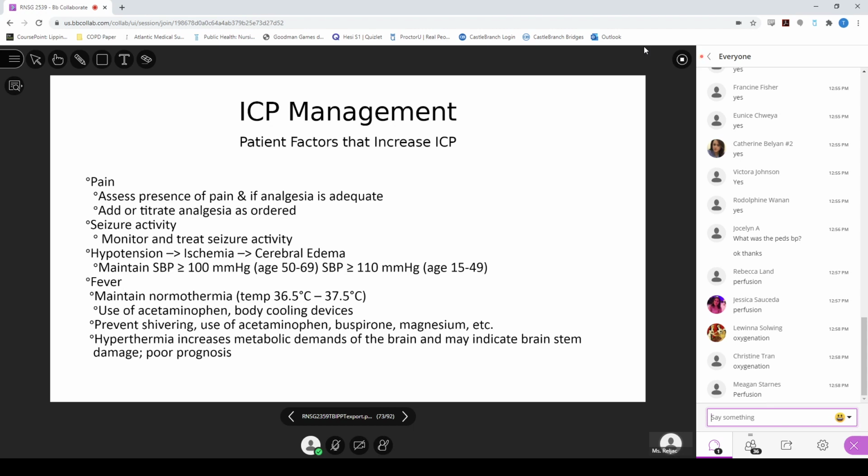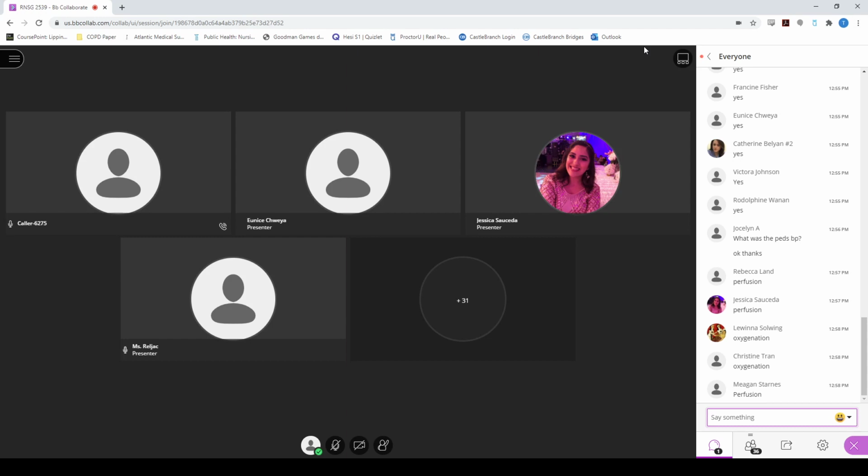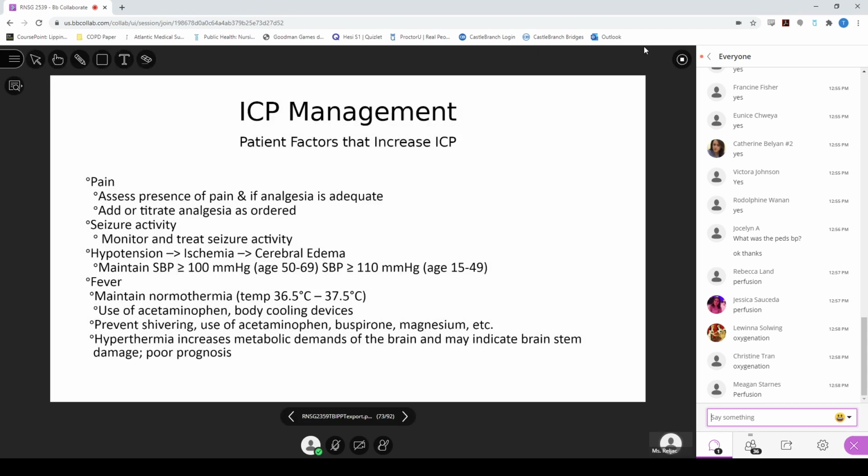And then fever. We go into this whole thing with fever now. So normal temperature, 36.5 to 37.5, which is 97.5 to 98.5. The use of acetaminophen and body cooling devices to keep temperature down. You want to prevent shivering. What does shivering do?